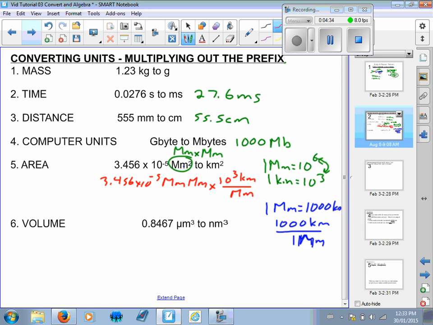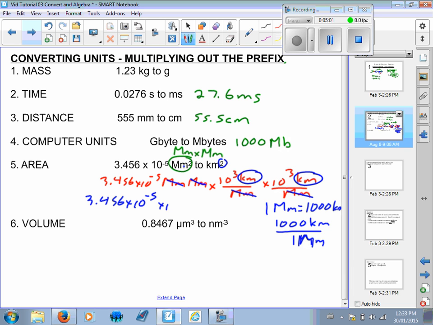That gets rid of 1. Convert a second time to get rid of the other one. Do a quick check of your cancellations. Megameter over megameter, megameter over megameter. You're left with kilometer times kilometer, which is kilometers squared. So we have 3.456 times 10 to the negative 5 times 10 to the 3 times 10 to the 3 kilometers squared, which is going to be 3.456 kilometers squared. You can look over that again if you want to.